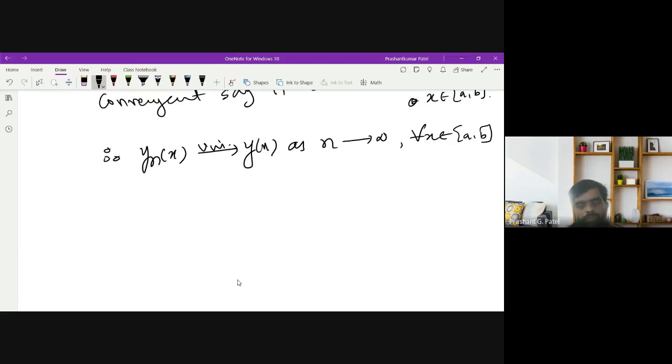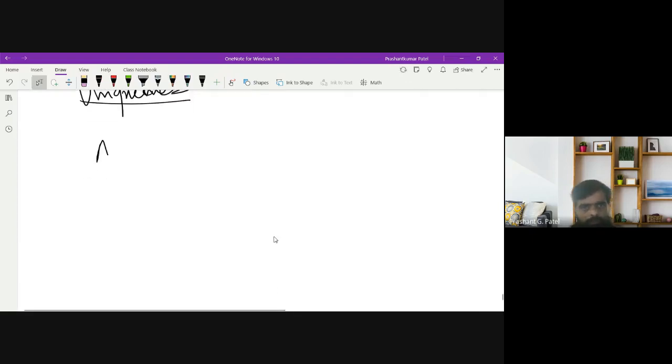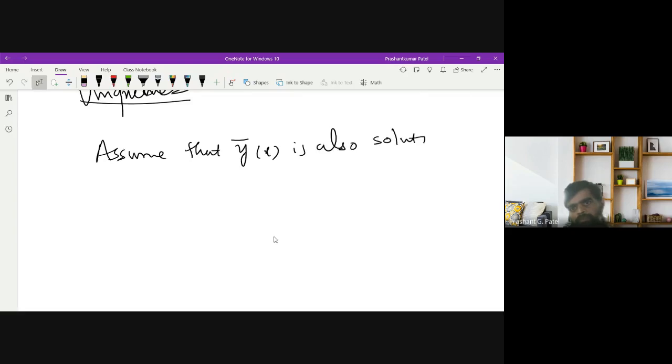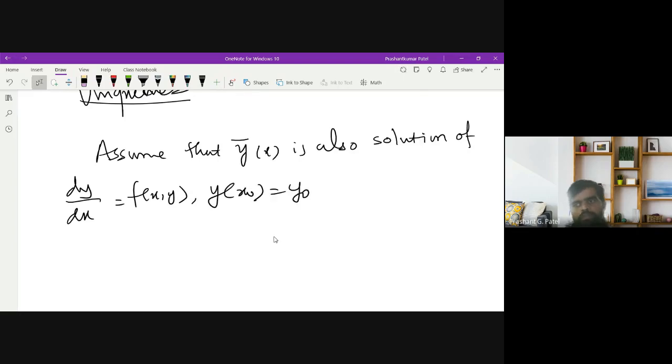Now we need to prove that it has a unique solution. So for the uniqueness, we may assume that y bar is another solution. So assume that y bar(x) is also a solution of dy by dx equal to f(x, y) with y(x0) equal to y0. It also has a solution of this.